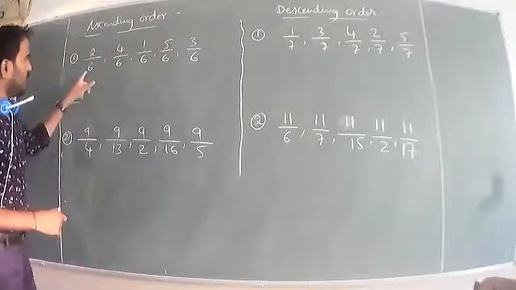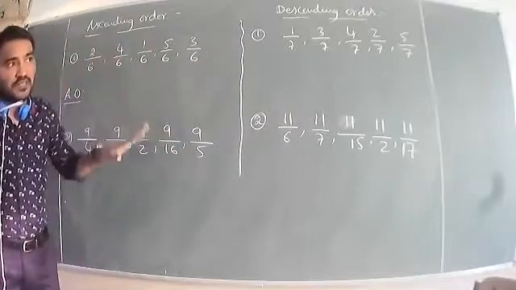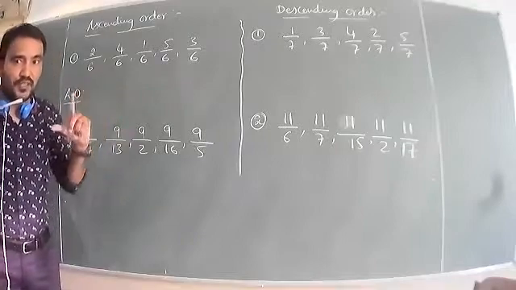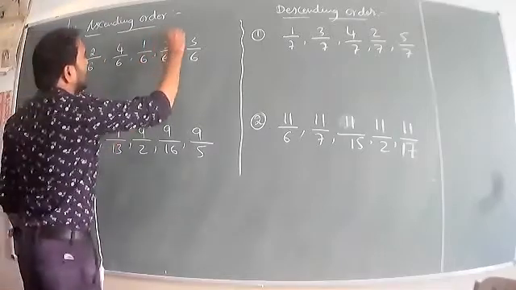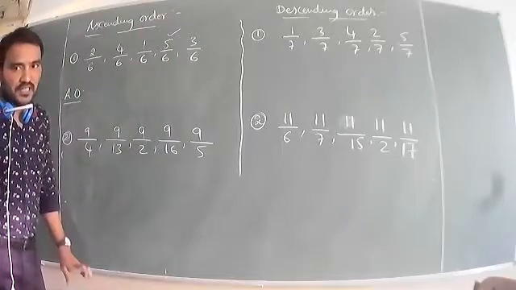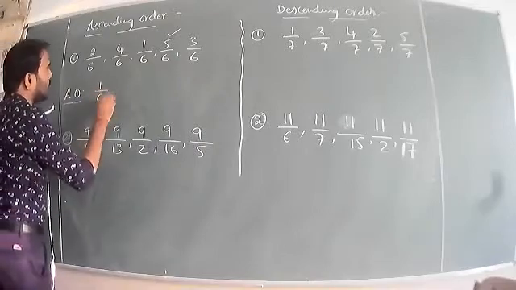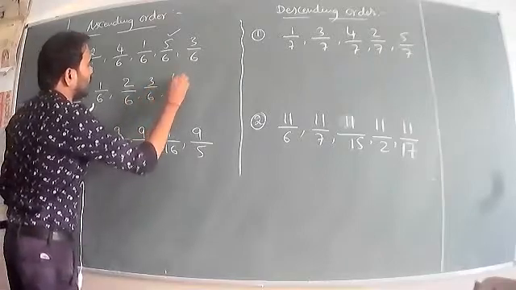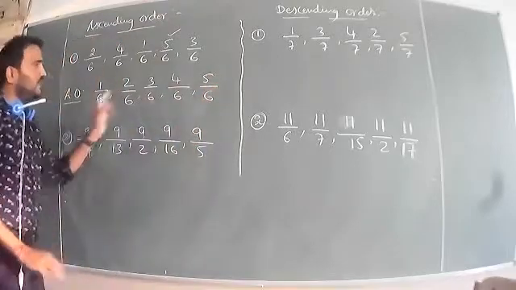First, look at the question. The denominators are the same. When the denominators are the same, the greater numerator is greater. Which is the greater numerator? Yes, 5 by 6 is the greater fraction. We arrange from small to big; ascending order means small to big. Which one is taken first? Yes, 1 by 6. Next 2 by 6, next 3 by 6, next 4 by 6, next 5 by 6. Ascending order over.